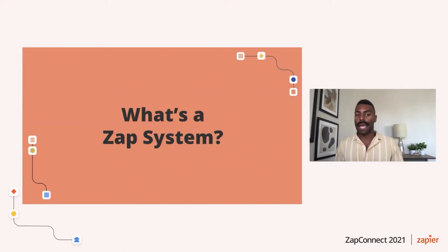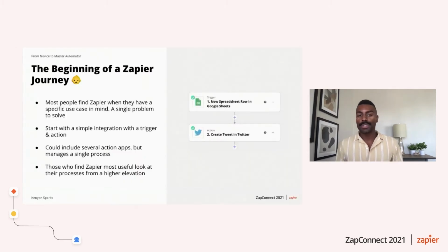So what's a Zap system? Let's dig into that. Most people find Zapier when they have a specific use case in mind. They have a problem they'd like to solve, and Zapier can help them do it. It's common to start with a simple Zap, a point-to-point integration with a trigger and action. Perhaps that includes several action apps, but it manages a single process. It does one thing well, but still leaves manual work in other areas. This is what I mean by novice automator.